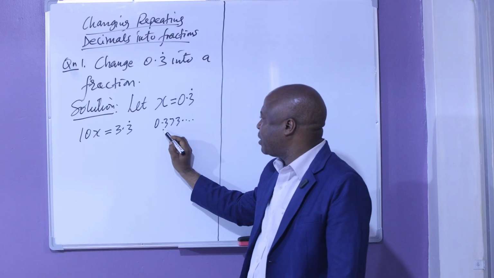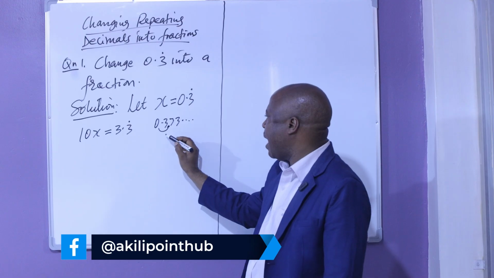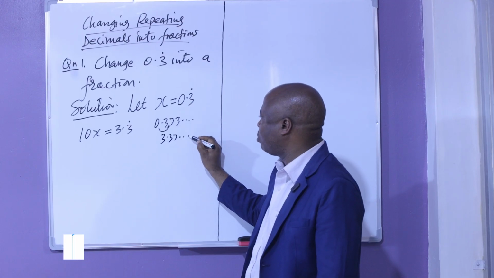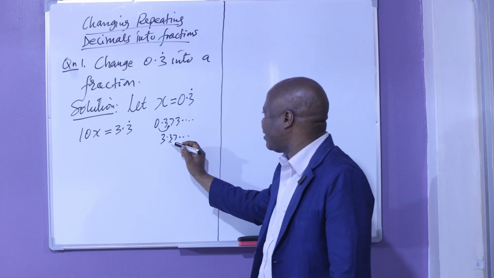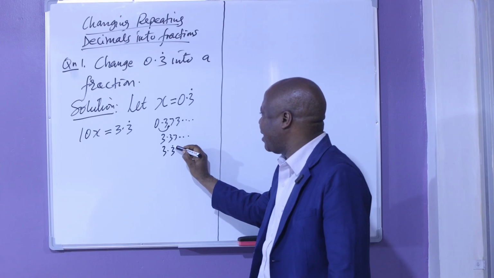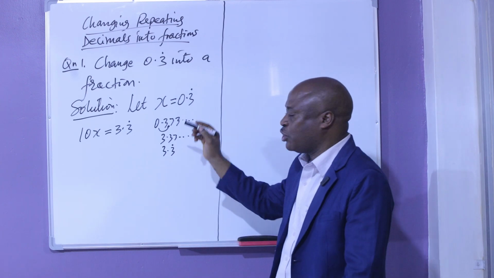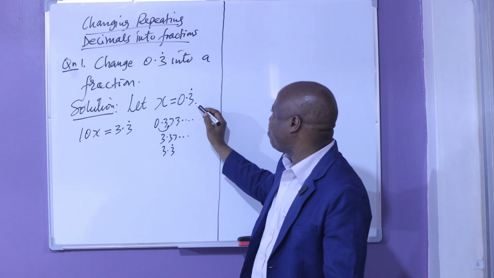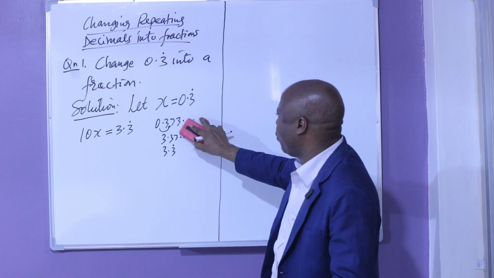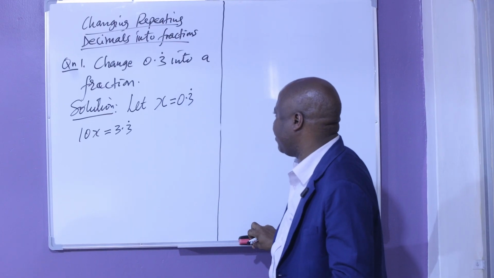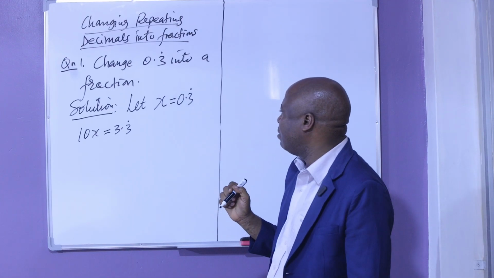And so if I multiply 0.3 by 10, I'm moving 1 decimal place to the right, and therefore I'm remaining with 3.33 dot dot dot. But because these 3's are repeating, my other 3 will have a dot on top of it showing that it is repeating. And that's why my 0.3 dot is changing to 3.3 dot. And therefore we are moving forward from this point, now having our 10x equal to 3.3 dot.